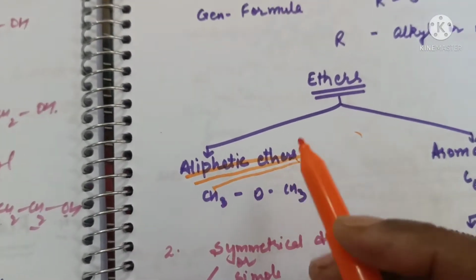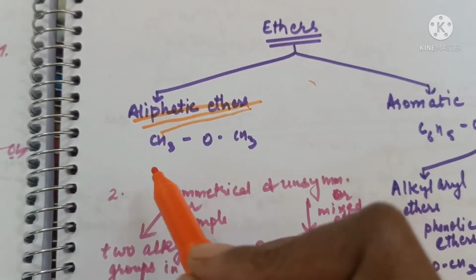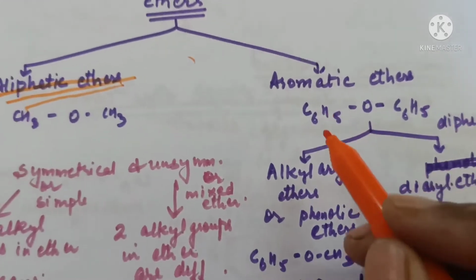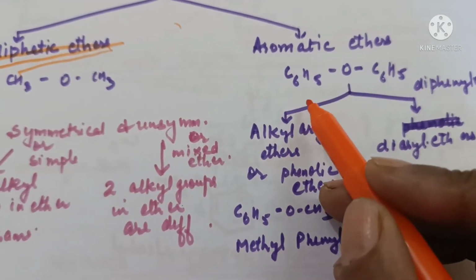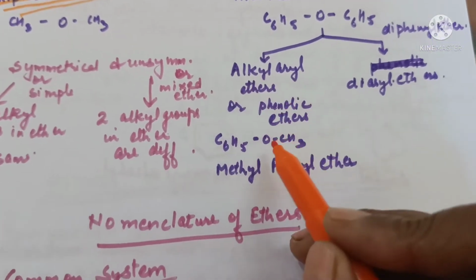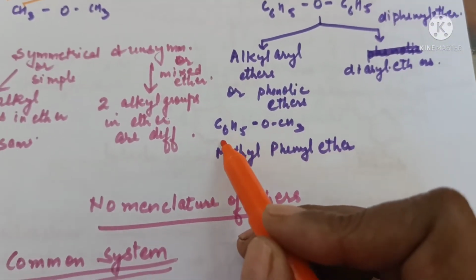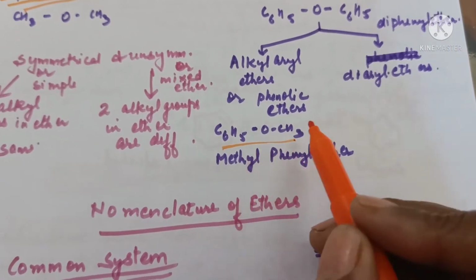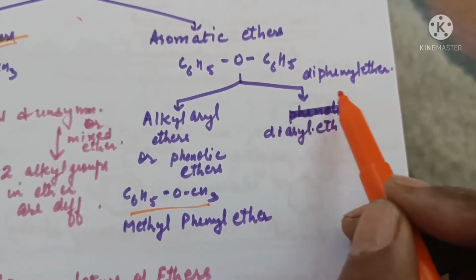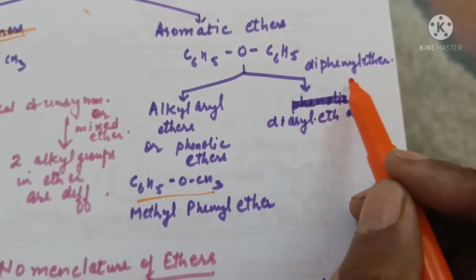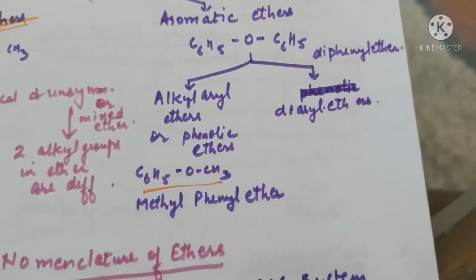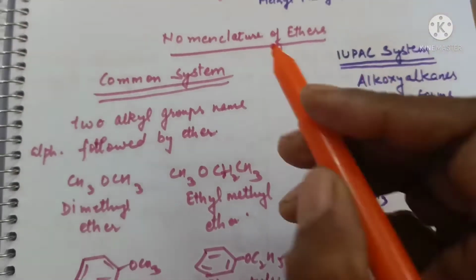So an example of aliphatic ethers is, say, dimethyl ether. Similarly, aromatic ether, if only one group is an aryl group and the other one is an alkyl group, then it's called alkyl aryl ether or phenolic ether. For example, this compound will be called methyl phenyl ether. And if both the groups are aromatic, then it is called diaryl ether. For example, diphenyl ether.